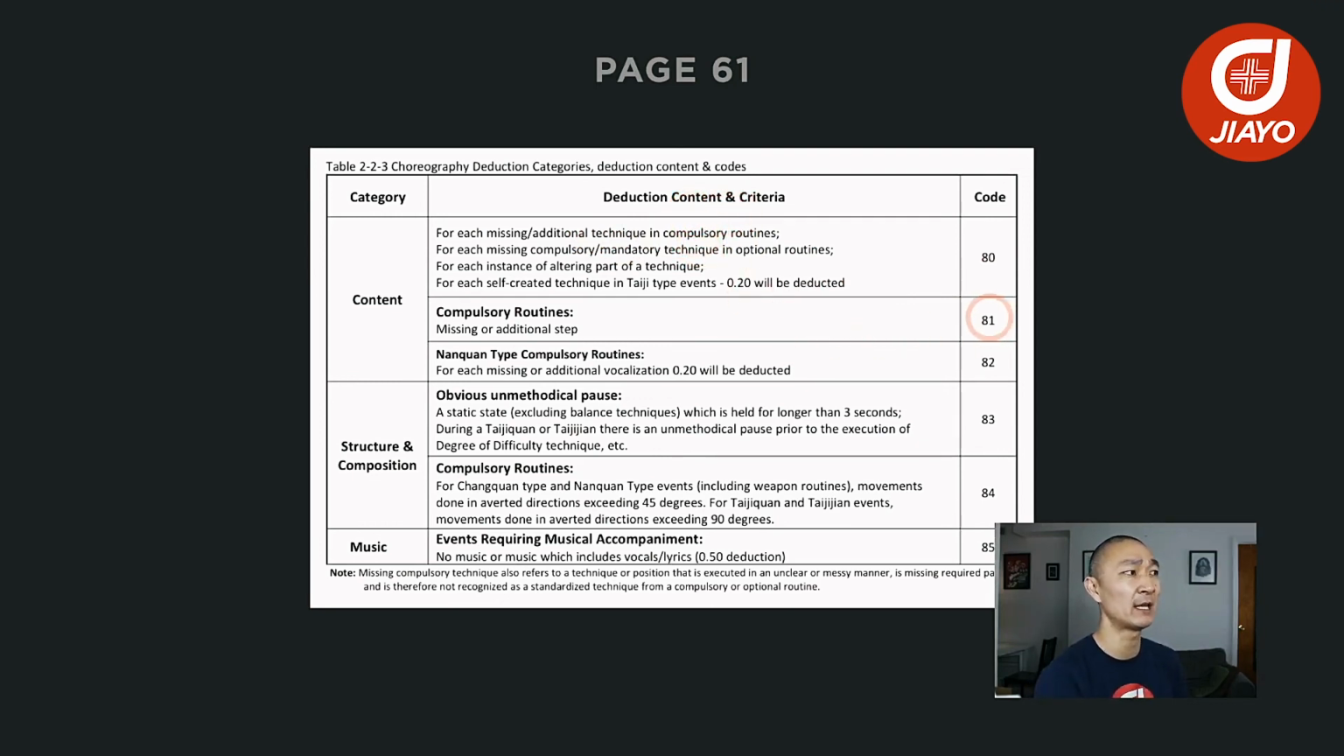There is a code 81 deduction for missing or adding a step, missing a vocalization. A code 84 is a deduction for changing the direction more than 45 degrees from the standard compulsory form for Changchuan and Nanchuan type events, and in Tai Chi and Tai Chi Jian, if the direction is exceeding 90 degrees, then there is a deduction for that as well.